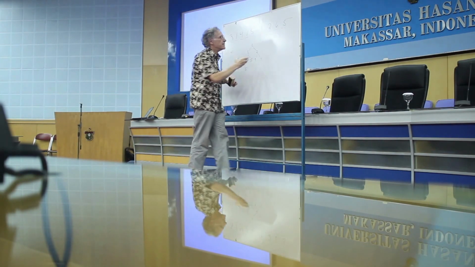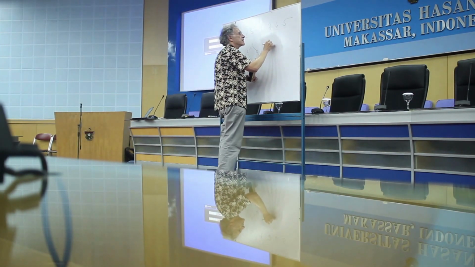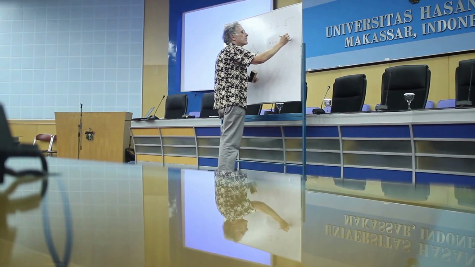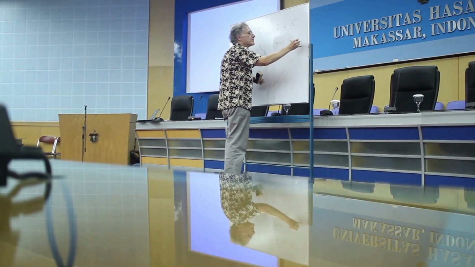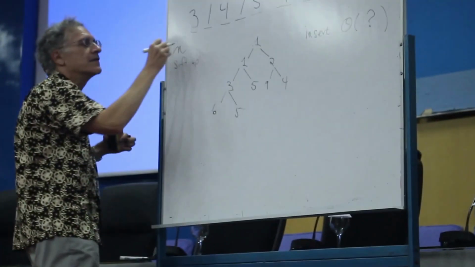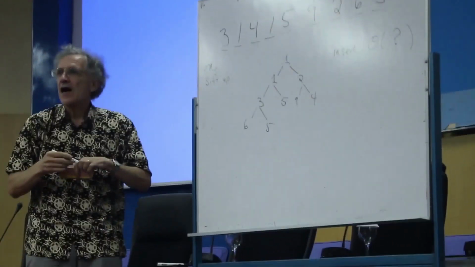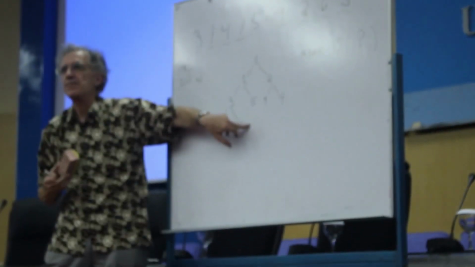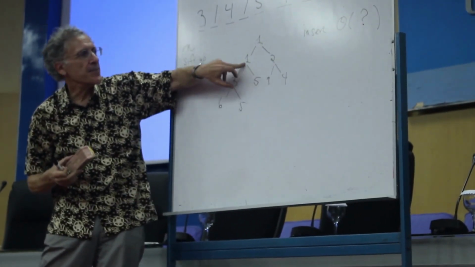how expensive is insert? If I have n elements here, how many steps to insert? I always know where to put it. That's one step. But it might sift up all the way.